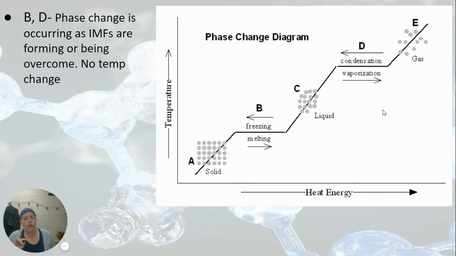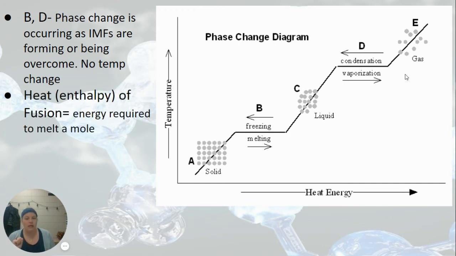The reason for that is because at the melting point and the boiling point, you aren't having the particles move faster. They are actually overcoming their intermolecular forces at that point in time. So instead of having the particles move faster, we are causing a change in how the particles are attracted to each other. I'm going to show you that in just one second, but I want to give you a couple more terms.